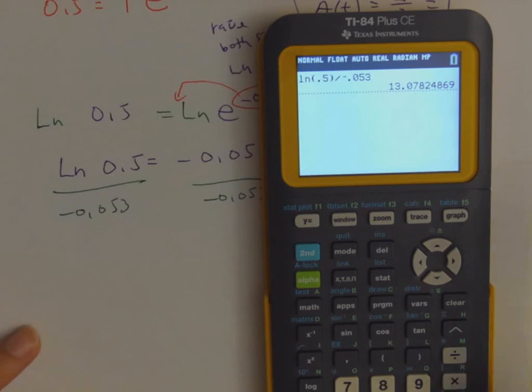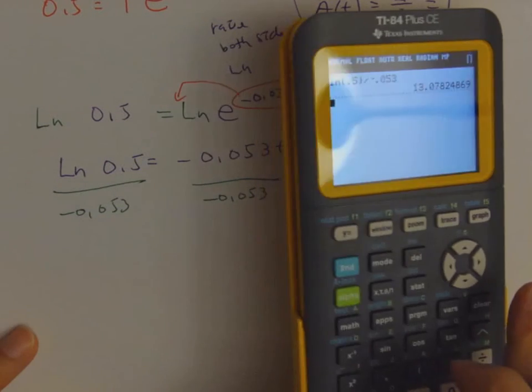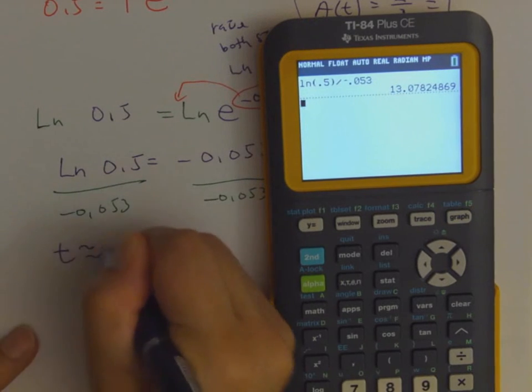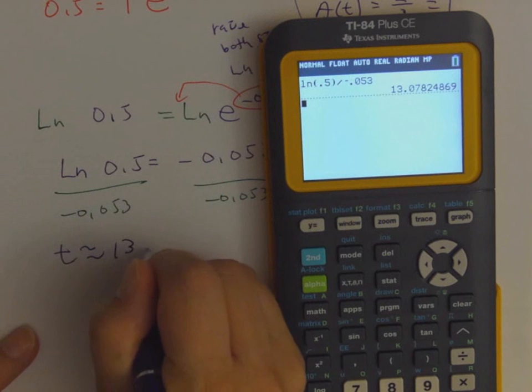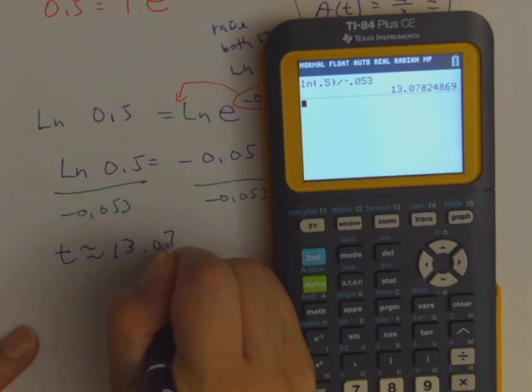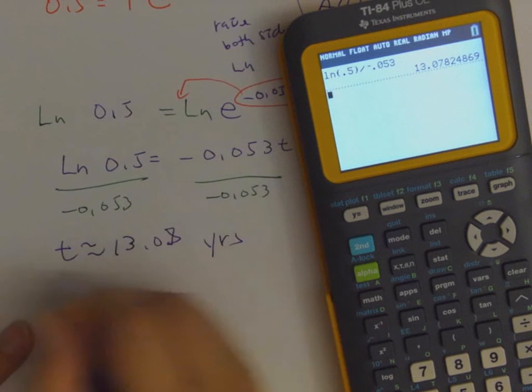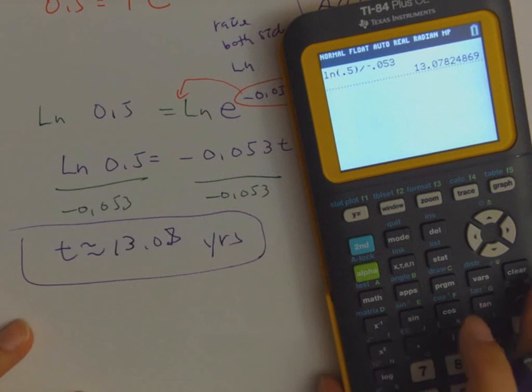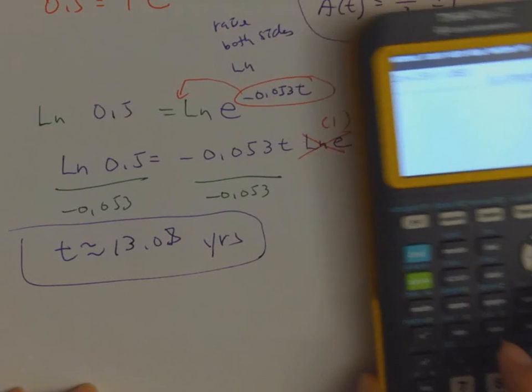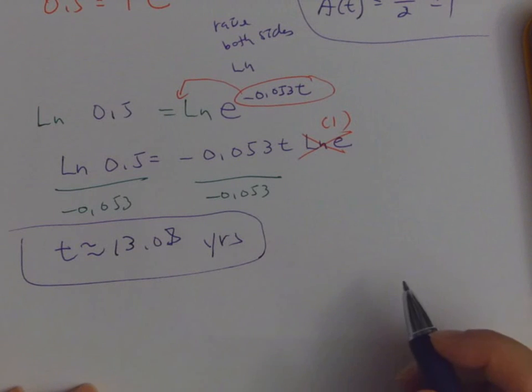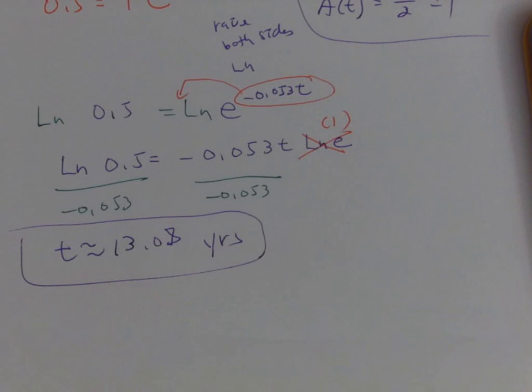So this will give me, what are we looking for? t is about 13.08. This particular question is in years. So it takes like more than 13 years to get this to half of the radioactive material. Okay. Alright, that's the last part of 10.6.